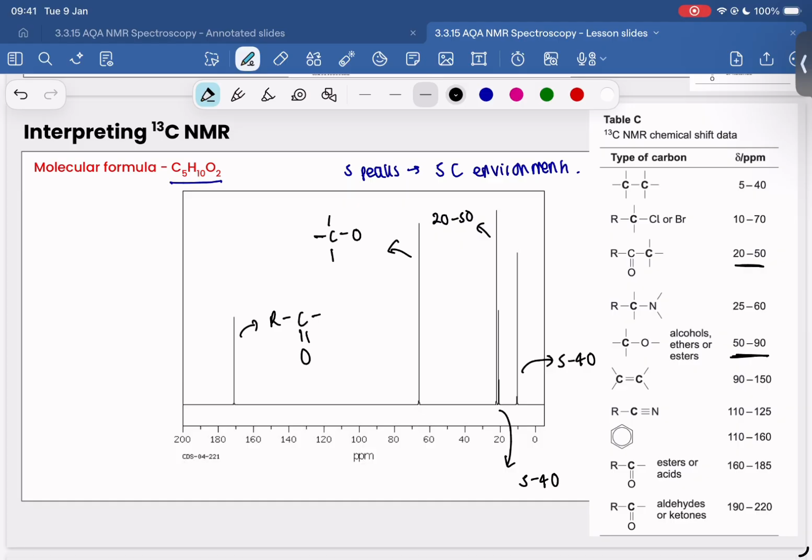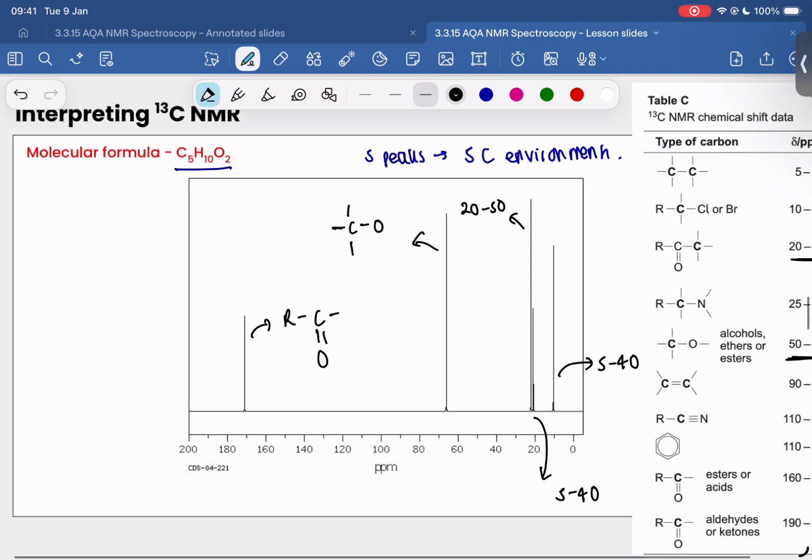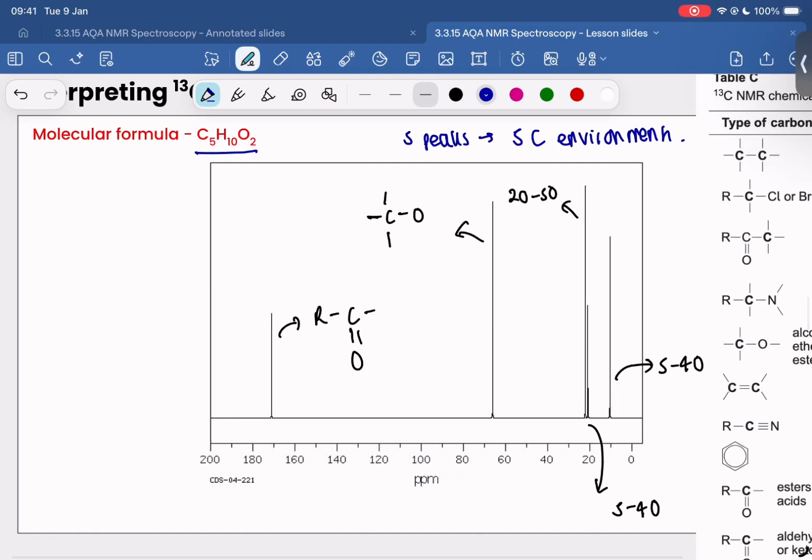Right, so now I've just jotted down the different chemical shift values that I think each of the peaks might be. And now I'm going to try and use that to work out how I might look at the structure. Often in exam questions, there is a bit more guidance, but I'm just going to investigate how we can get 5 carbon atoms, 10 hydrogen atoms, and 2 oxygens through this.